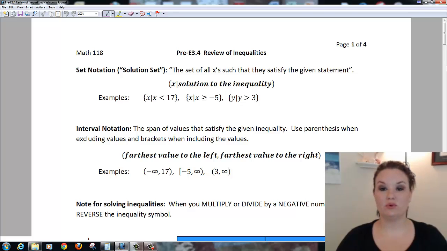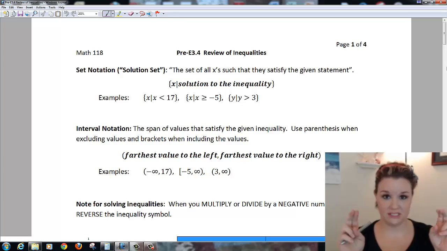So this is Pre-E3.4, which is a review of linear inequalities. When we solve inequalities, there's two ways that we can represent the solution. Well, three ways really, because we can graph it. We can graph it, we can write it in set notation, which my math lab refers to as solution set.